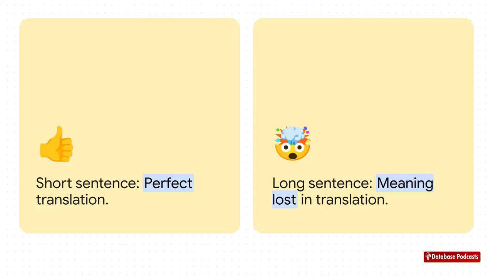And here's that problem in action. See? The short phrase gets translated perfectly, but with the longer sentence, the meaning just kind of disintegrates. The main ideas might be in there somewhere, but the grammar's all wrong, and the connections between different parts of the sentence are totally lost. This really points to a fundamental flaw in how the older models were designed.